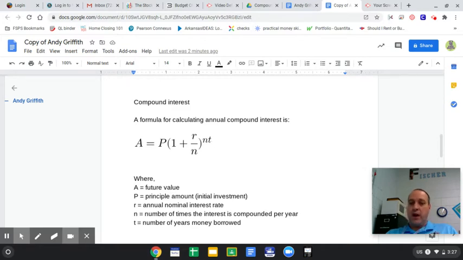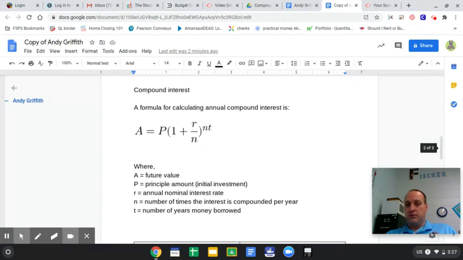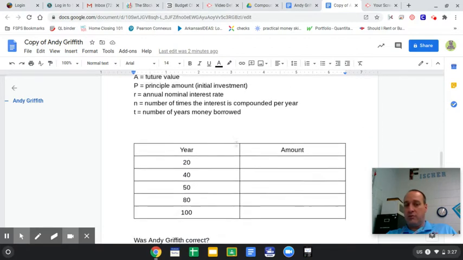Now, rather than sit and make this chart and keep going with the chart till you get to 100 years, it's easier just to put it in this formula. So you would put 100 parentheses 1 plus 0.085, because you got to change the percent to a decimal, end your parentheses to the 100th power. And that will tell you all of this stuff.